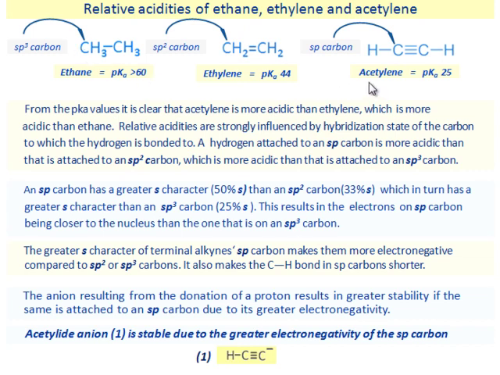The greater s character of terminal alkynes, sp carbon, makes them more electronegative compared to sp2 carbon or sp3 carbon. It also makes the CH bond shorter. The anion resulting from the donation of a proton results in greater stability if the same is attached to an sp carbon due to its greater electronegativity. Acetylide anion is stable due to the greater electronegativity of sp carbon.